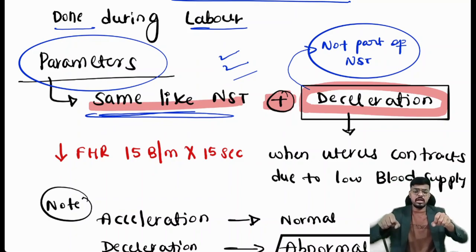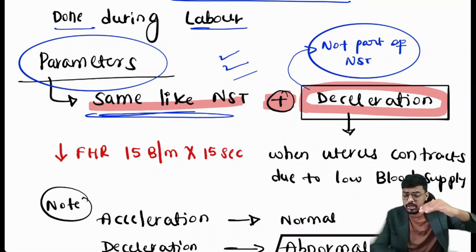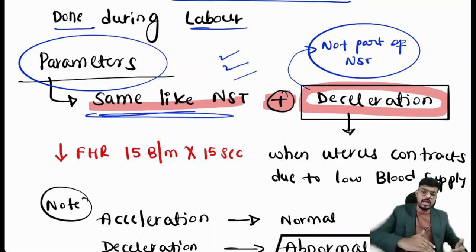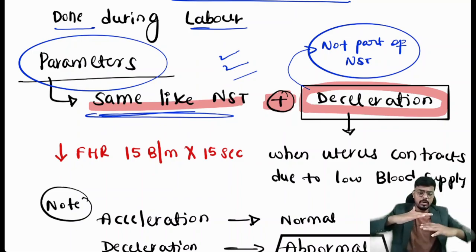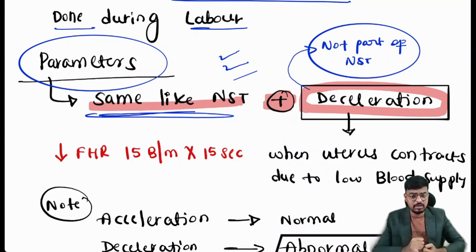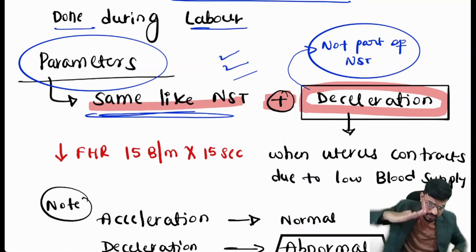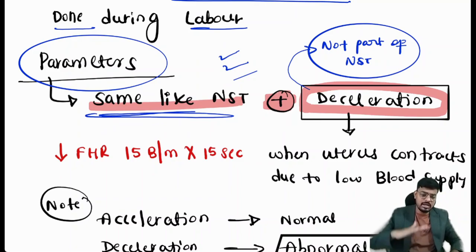Acceleration means when there is a fetal movement, there is an increase in the fetal heart rate of 15 beats per minute for 15 seconds. Similarly, when there is compression on the fetus, or suffocation, or less blood supply to the fetus, which may be due to uteroplacental insufficiency, fetal hypoxia, umbilical cord prolapse, or compression of the fetal head, the fetal heart rate decreases. That is what we call deceleration.